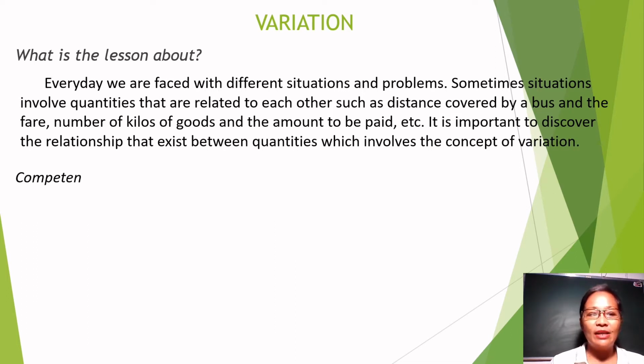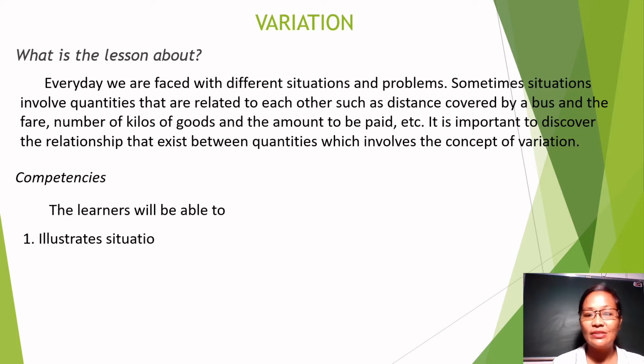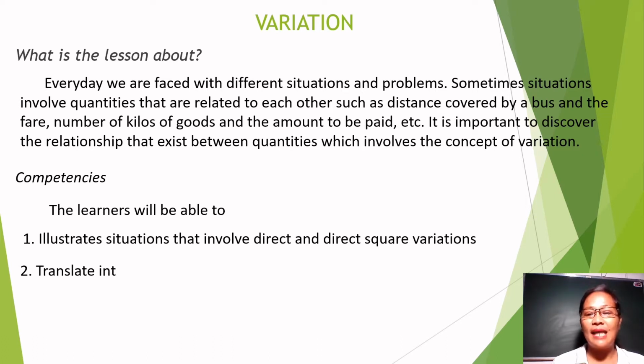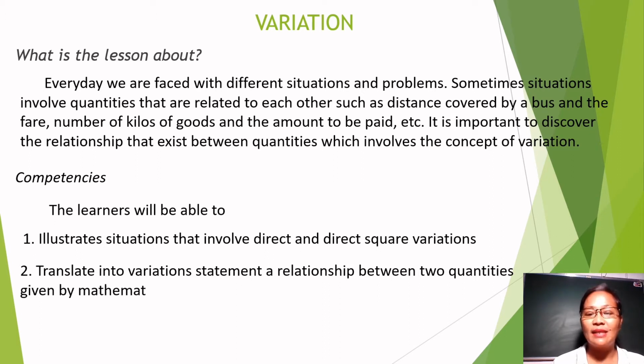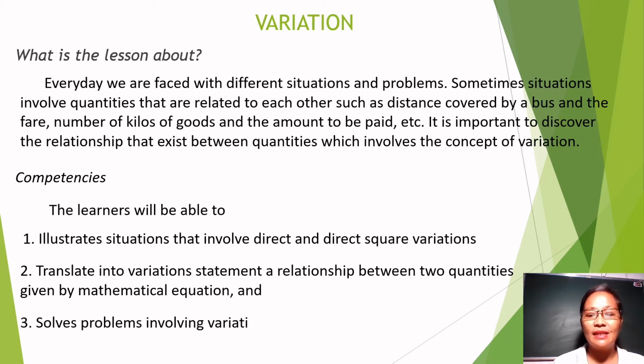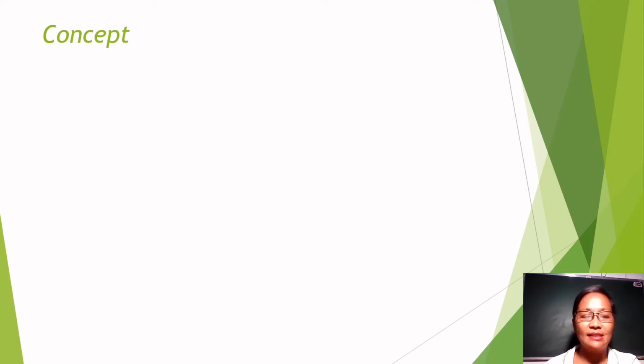So for our learning competencies, the learners will be able to first illustrate situations that involve direct and direct square variations. Second, translate into variation statement a relationship between two quantities given by a mathematical equation. And last but not the least, solve problems involving variations. So what are the concepts of our lesson?